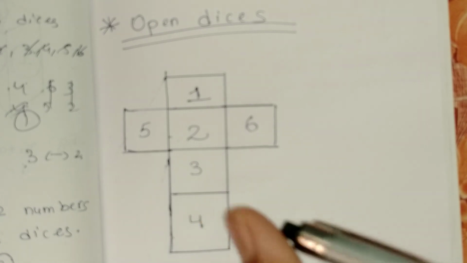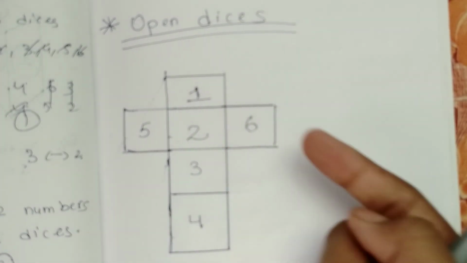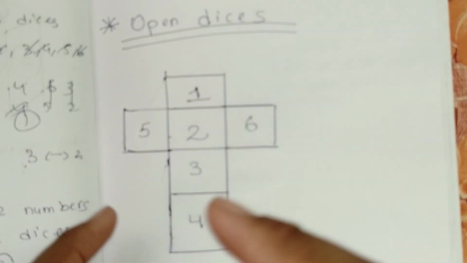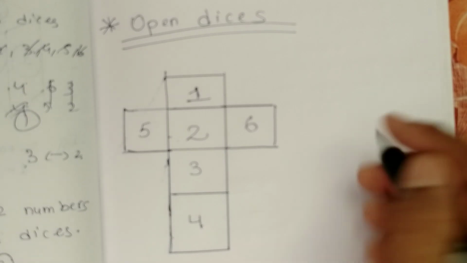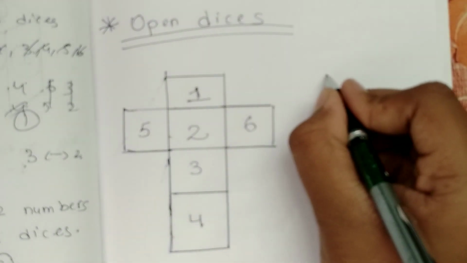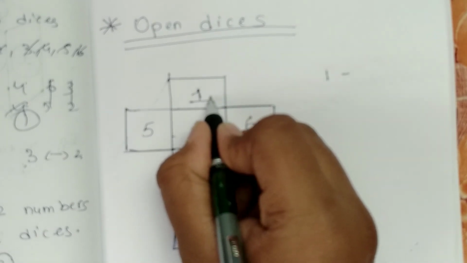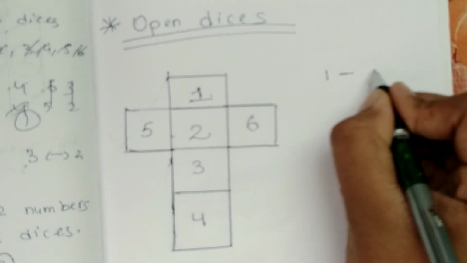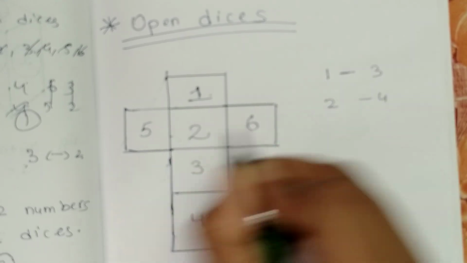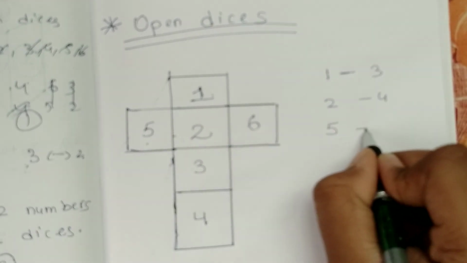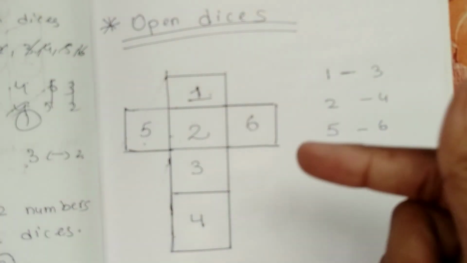In open dice, you have to just remember one thing: when you join the sides, the ones which are opposite to each other, we have to show that. That is what is known as open dice, and based on that only we have to analyze and give the answer. Here 1 is there. For 1, what will be opposite? It will be 3. And for 2, opposite will be 4. For 5, opposite will be 6.